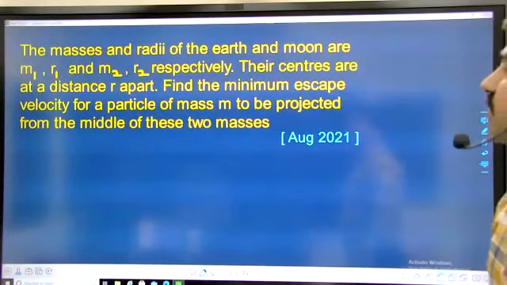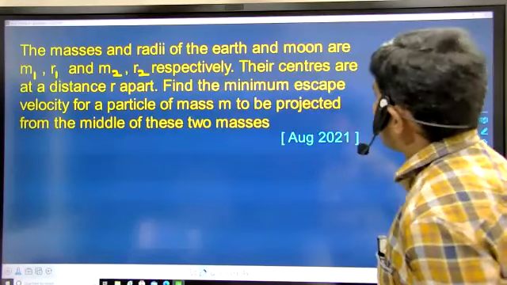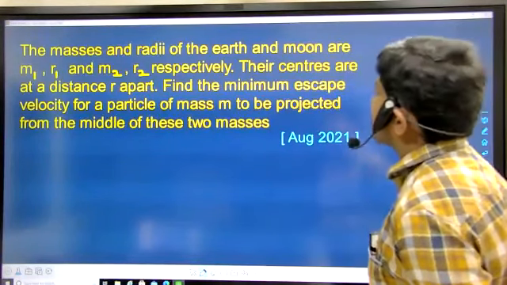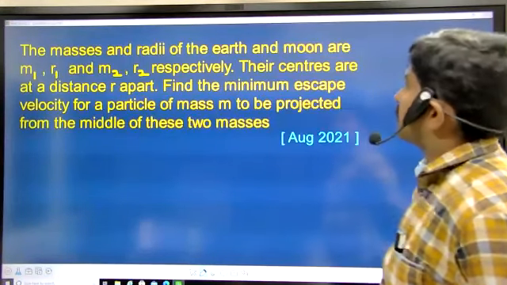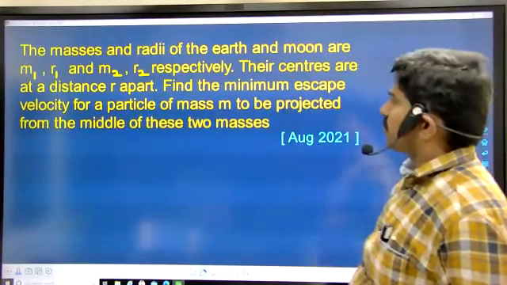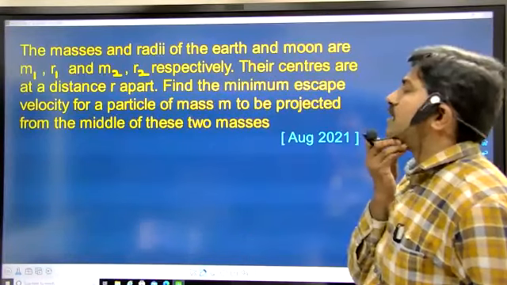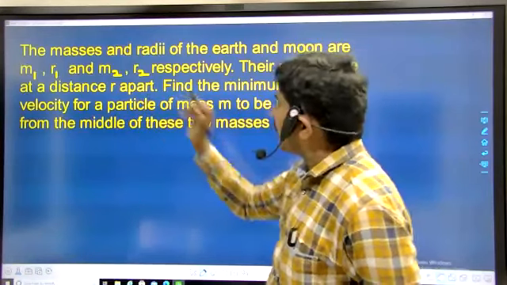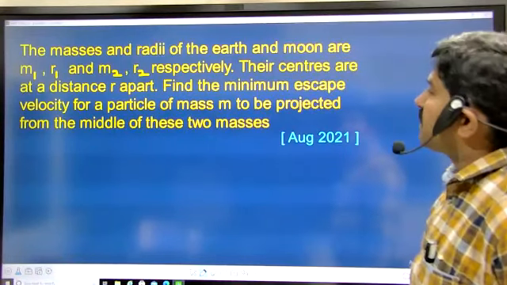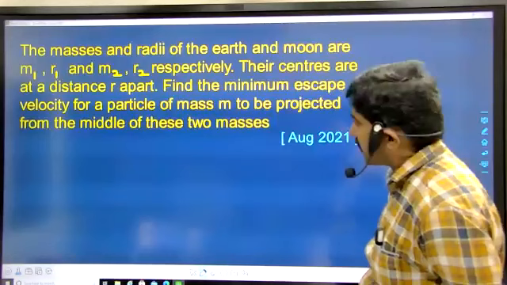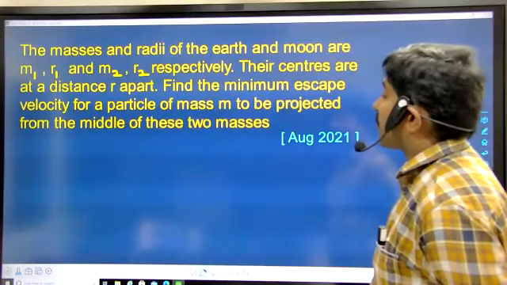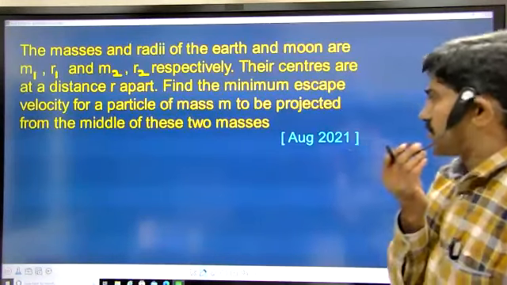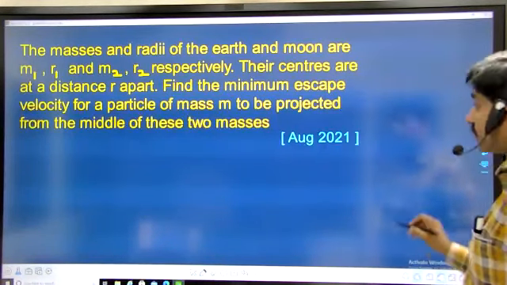See the next question. The masses and radii of Earth and Moon are M1 and R1 and M2 and R2 respectively. For Earth and Moon, both mass and radii were given. Their centers are at a distance r apart. Find the minimum escape velocity for a particle of mass m to be projected from the middle of these two masses. This is also a simple question. I will just explain now.